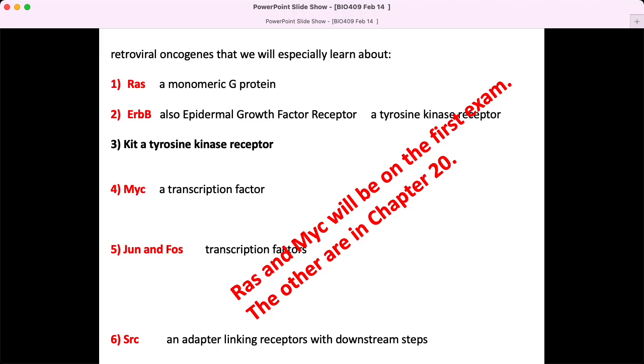I added one here, KIT, that wasn't on our previous list. And here's a key thing right here. Of these, we're going to learn about RAS and MYC for our first exam. These others we're not going to learn about until chapter 20. But I just wanted to show you that, and so we can point to that whenever we want to, right? Back in the 1970s, they got a hold of some of these, and they know a lot about them now, like that. And they were found in these oncogenic retroviruses. They generally have these 3-letter names, like that, right? Okay, so let me just show you this, okay?